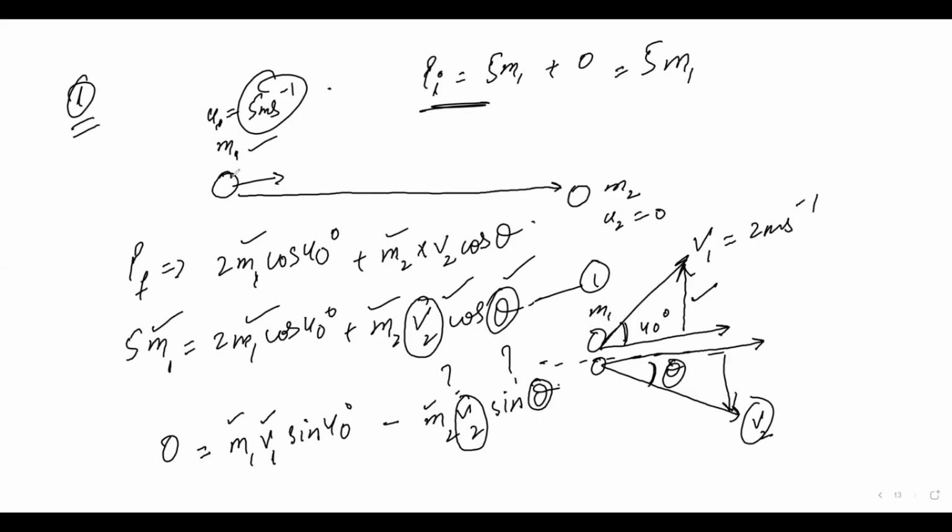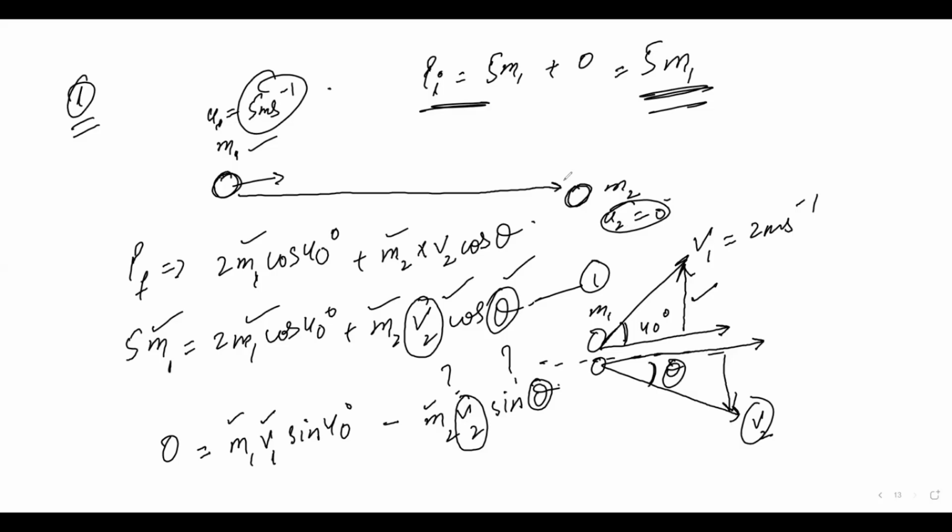First of all, I've got two balls, right? This ball is in the state of rest, and this ball is moving towards this ball in a straight line motion. The initial velocity of this ball was 5 meters per second, and the mass of this ball was m1. The mass of this ball is m2, and its initial velocity is 0. So the total initial momentum comes out to be 5m1.